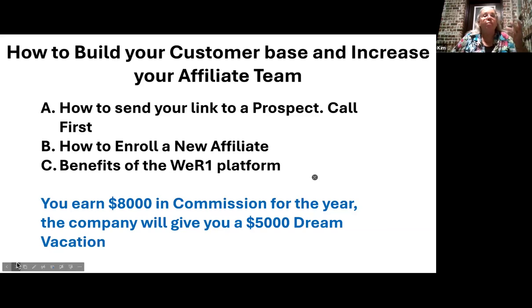Now, B, how do we enroll a new affiliate? Well, we go to the back office and we send a link and we invite people through the new We Are One platform. And the benefits of the We Are One platform are absolutely incredible, because between now and the end of the year, when you have $8,000 in commissions that you've earned, you're going to get a dream vacation worth $5,000 as a bonus to you.